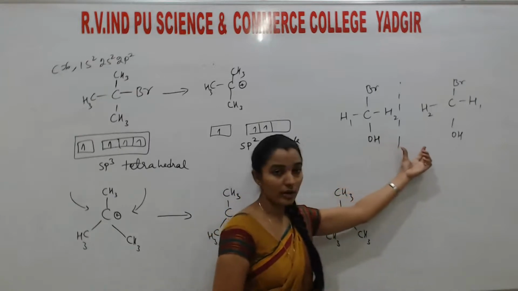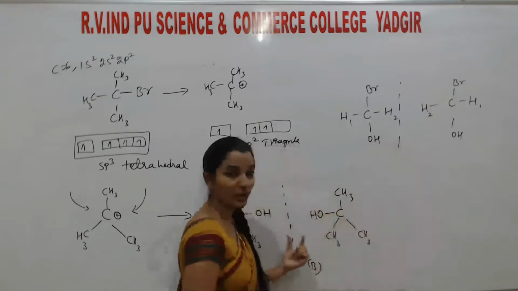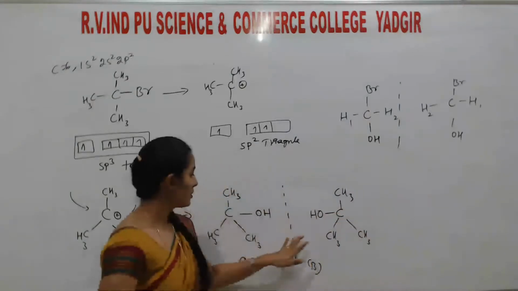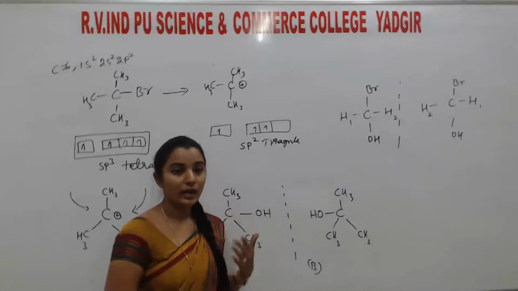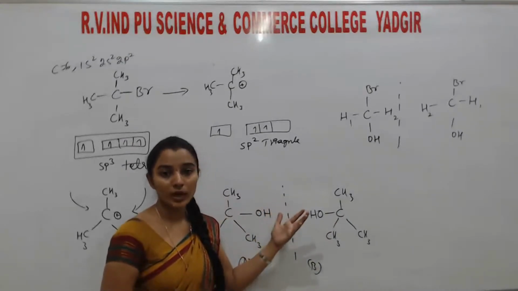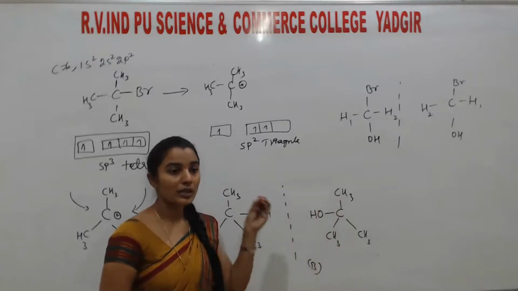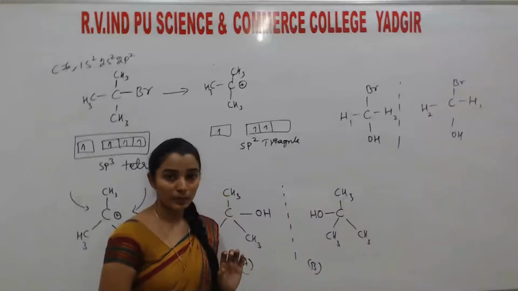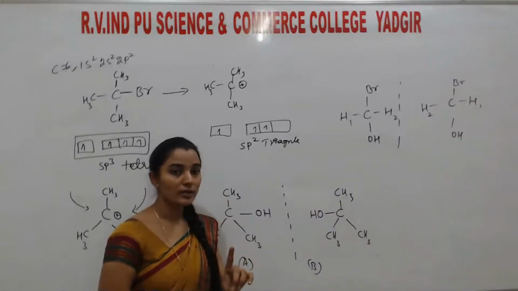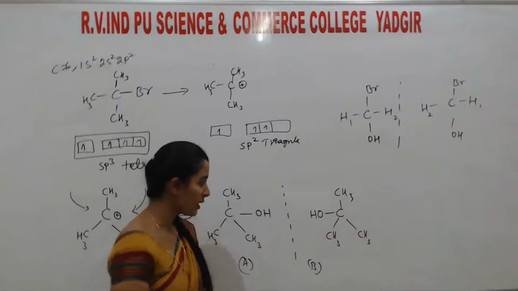So these two are not mirror images. Both are the same, but this is a mirror image. So which type is it? It is non-superimposable. They cannot be placed one above the other. So here 5 atoms are there. In those 5 atoms, each and every atom must be superimposed, then only it is called superimposable. If even one atom is not, then it is non-superimposable. Understand?